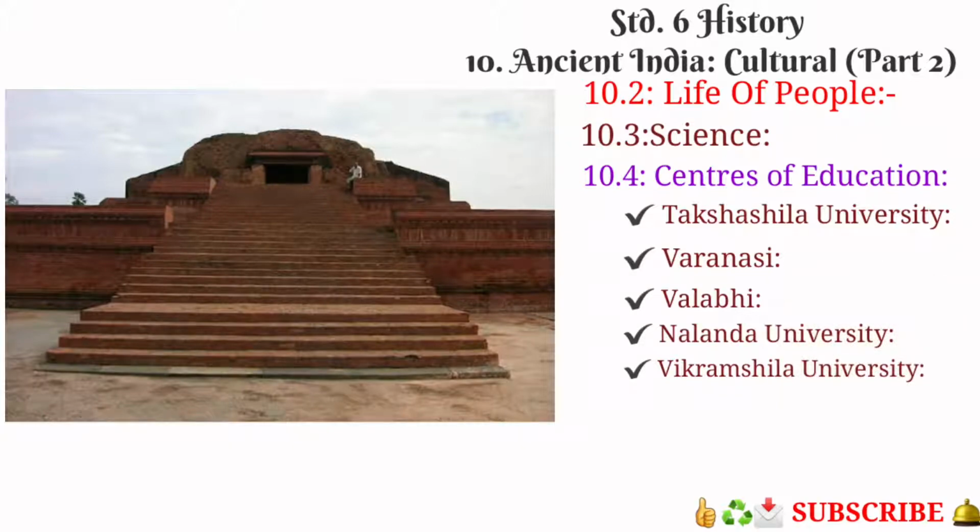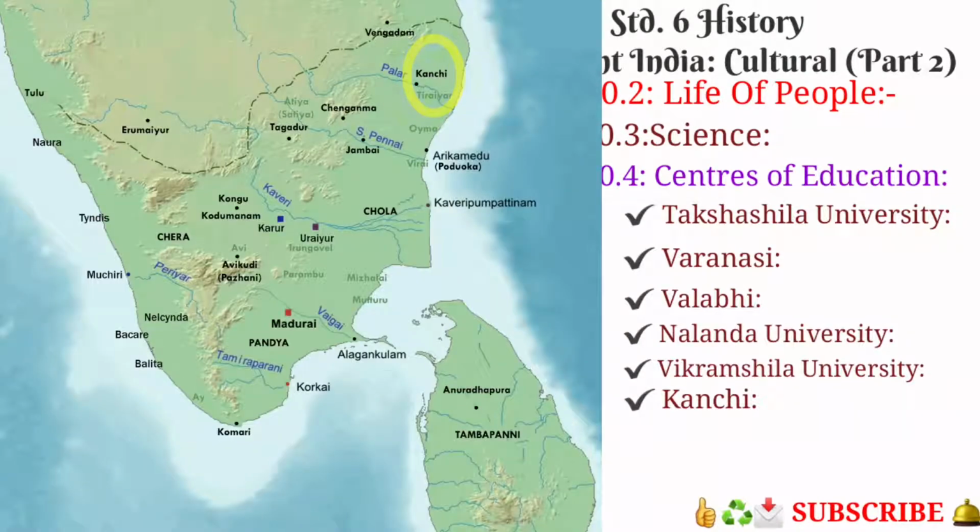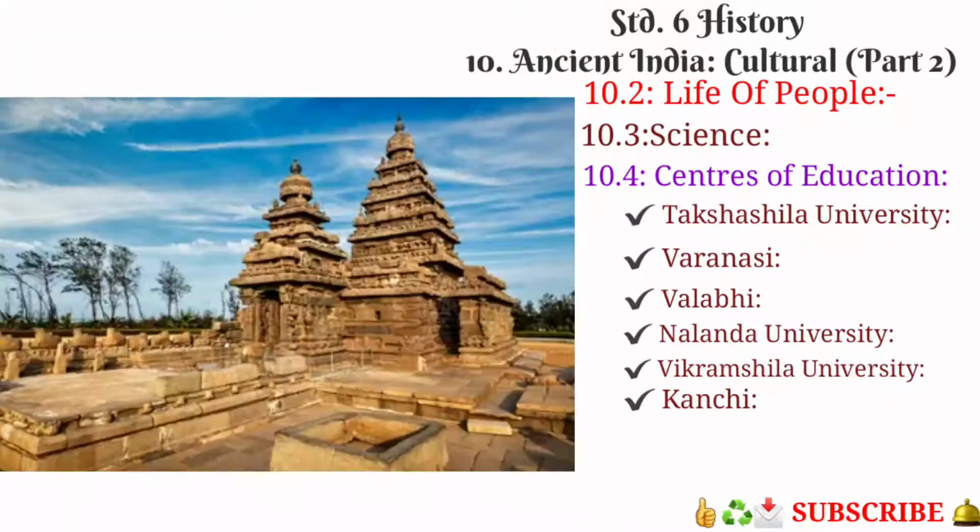Now students, we shall study one more center of education, that is Kanchi. During the reign of the Pallava dynasty, in the 6th century CE, Kanchi in Tamil Nadu emerged as an important center of education. It was a center for the teaching and learning of Vedic, Jain and Buddhist texts. Yes, students, in the previous lesson we studied different dynasties in the southern part of India, for example, Pallava dynasty, Satavahana dynasty, Chera, Chola and Pandya dynasty, etc.